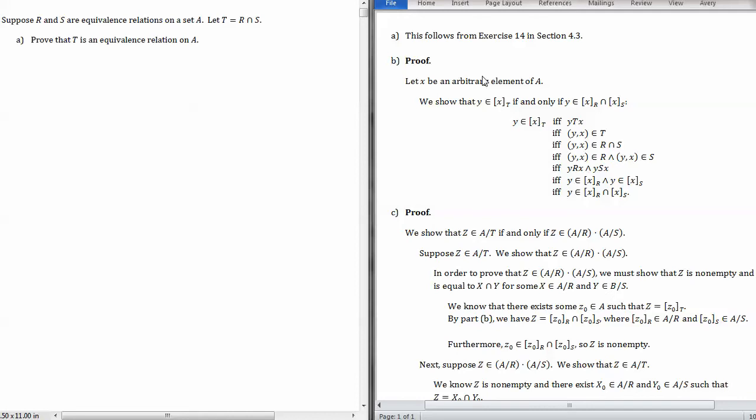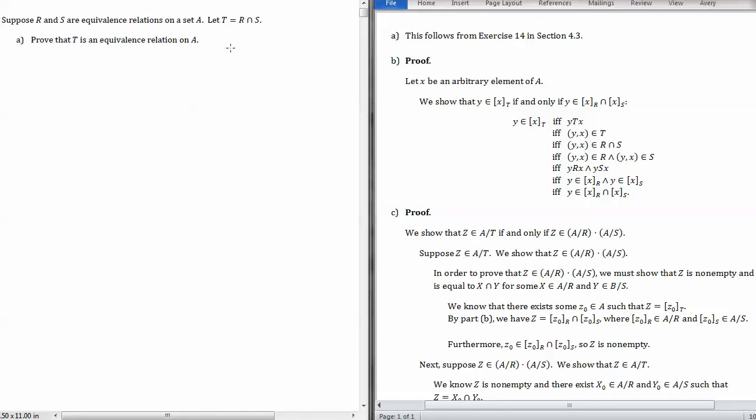Alright, well, this basically follows from exercise 14 in section 4.3, which had us prove that if we had two reflexive relations, then their intersection is reflexive, and two symmetric relations have an intersection that's symmetric, and two transitive relations have an intersection which is transitive, right? So basically those three properties of equivalence relations are preserved.